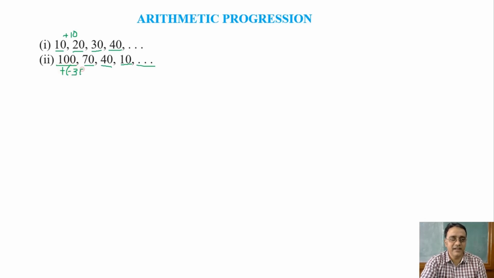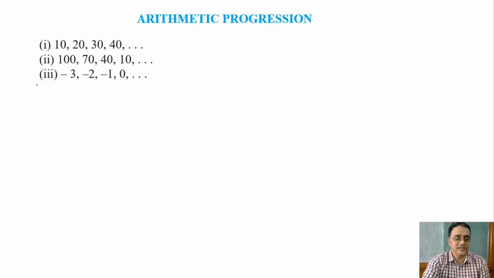Negative number. If you are adding a negative number, then the numbers will be in decreasing order. Fine. One more, we'll see. -3, -2, -1, 0. Can you predict the next one? 1. So what are we doing here? We are adding 1 to each term to get the next term, the succeeding term.